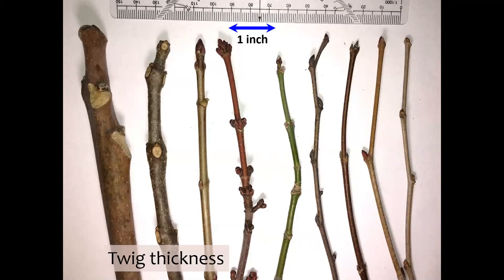one of the most stout twigs of the maple. There's a little red maple, reddish color. The green one's another maple. It's ash leaf maple or the box elder. And then there's an American elm, sugar maple, sycamore, and a white mulberry over on the right there. So very high diversity of twig thickness there.